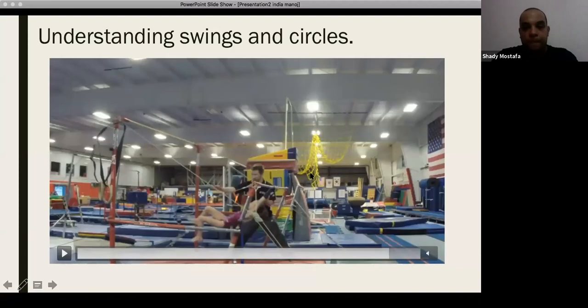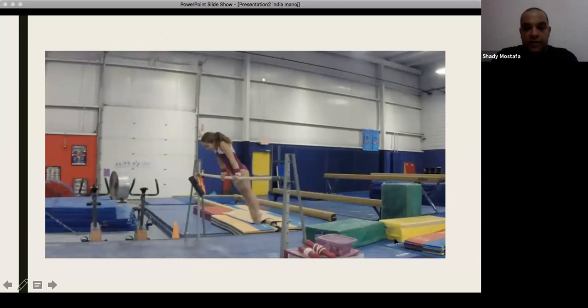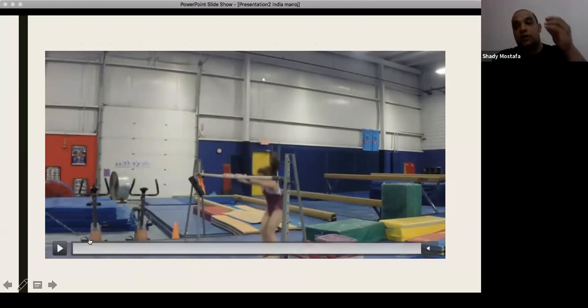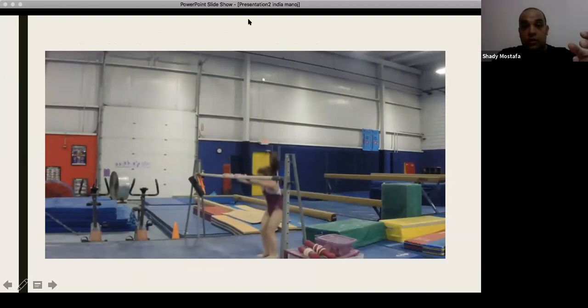Okay? Yes, Shady. After this, they start to do sole circle by themselves. Sole circle is very important for toe on toe off. The gymnast must do sole circle before toe on toe off. No sole circle, no toe on toe off.